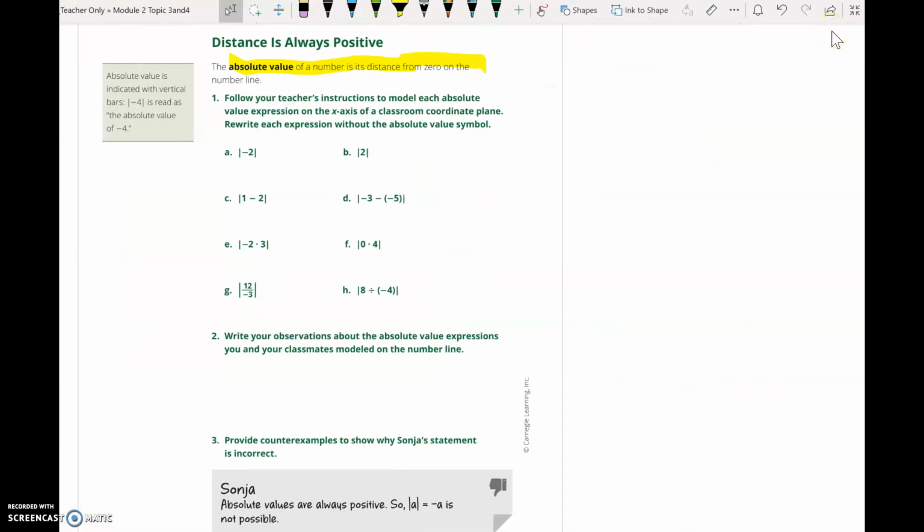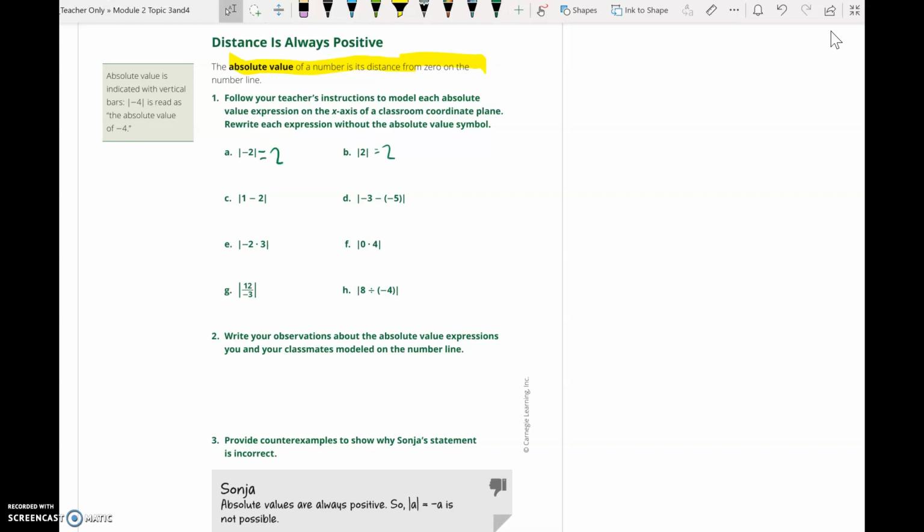Hey everybody, we're going to be talking about absolute value today. So the absolute value of a number is its distance from 0 on the number line. Whenever we take the absolute value of a number, when we're trying to find the distance from 0, all distances are positive. You don't say something is like -5 miles away.